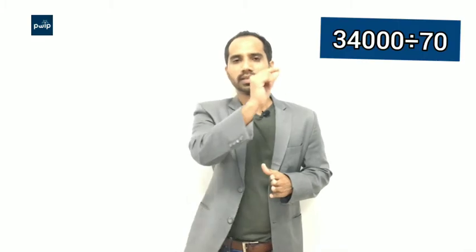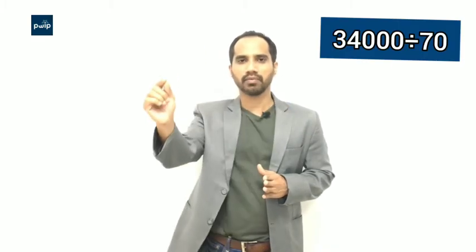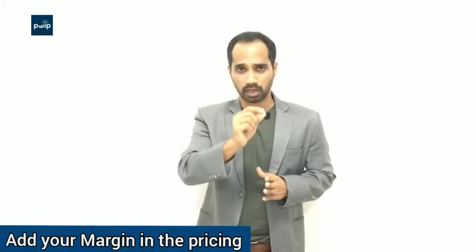All that you need to do, go to Google, just type USD to INR. So as on today, USD to INR, it will show you the exchange rate, which is, for example, say 70 rupees, guys, for example. So all that you need to do is divide 34,000 by 70 is what the US dollar per ton is. Now this is the price that you have to quote to your buyer, but make sure in the pricing you have added your margin.